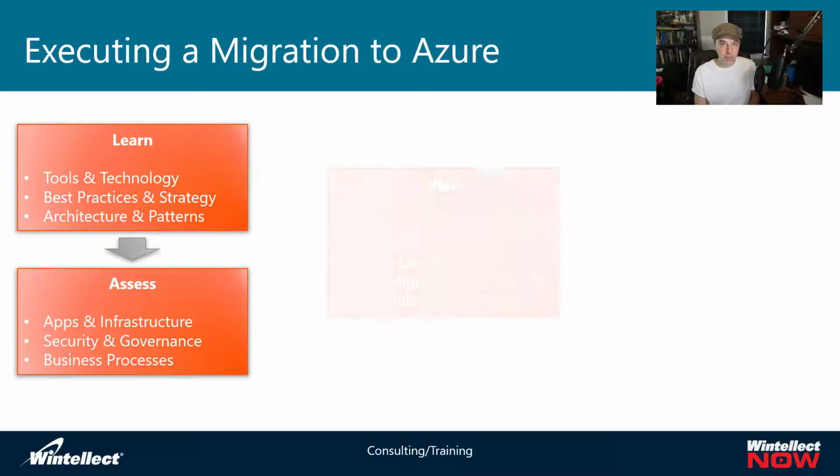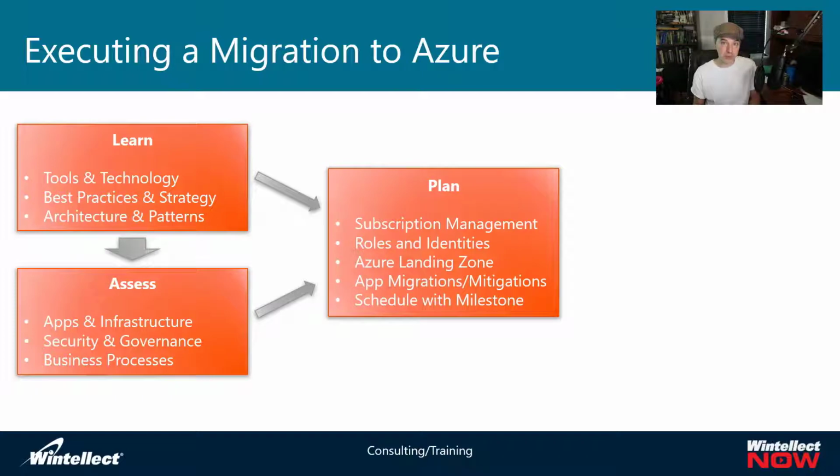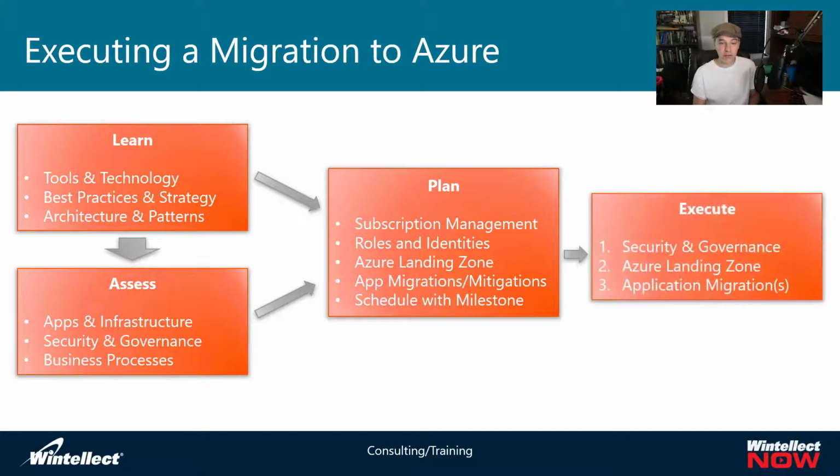Now, the third part of this is going to be creating a plan to move into Azure. And so once your assessment is done, then you take what you learned from your assessment and you create a plan. And then that plan will be executed in the final stage, which is where you go through the process of actually taking an application and or workload and moving that into Azure, but you predicate that with establishing security and governance and an Azure landing zone.